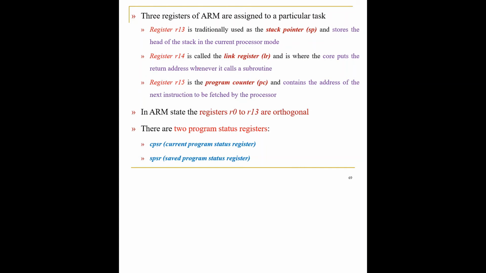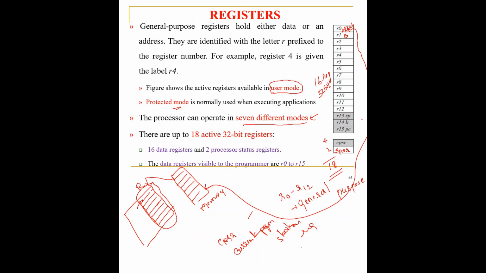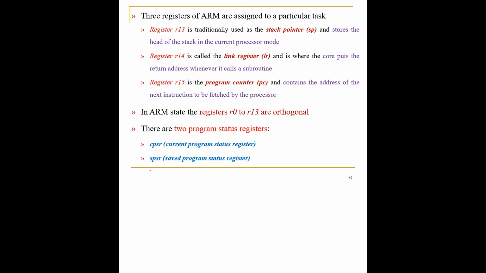You would have seen there that R13, R14, R15 have been shaded and named as SP, LR and PC. SP stands for stack pointer, LR stands for link register, PC stands for program counter. Okay. So out of the 16 registers, R13, R14 and R15 have got a specific purpose.